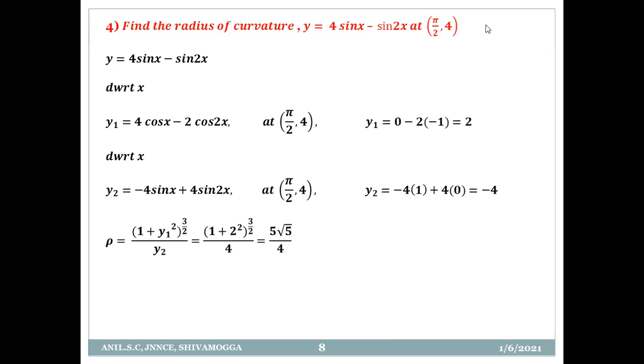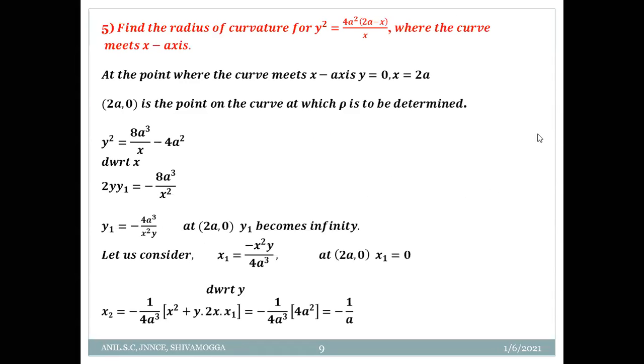So make a note of this. Excuse me, sir. Sir, y2 is -4, na, sir? y2 is -4, but rho is always positive. Therefore, you can neglect this negative sign. Otherwise, you will get a -5√5 divided by 4. Then you remove that negative sign. Is that clear? Yes, sir. Okay. Next one.